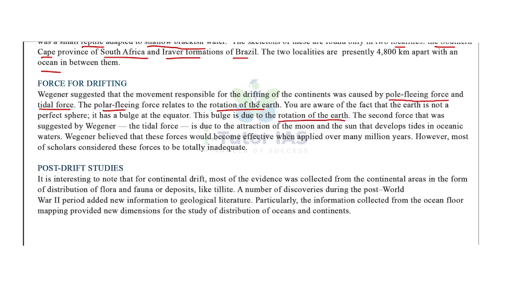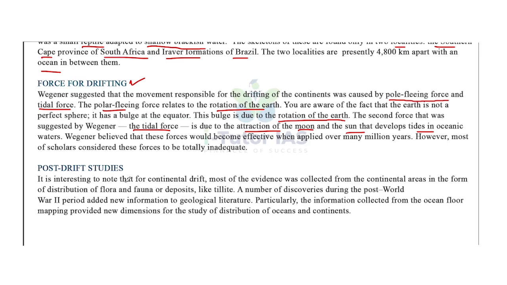The second force that was suggested by Wegener, that is the tidal force, is due to the attraction of the moon and the sun that develops tides in the oceanic water. Wegener believed that these forces would become effective when applied over many million years. However, most scholars considered these forces to be totally inadequate. Okay, so Wegener suggests that the force, mainly pole-fleeing force and the tidal force, is causing the drifting. Now, post-drift studies.